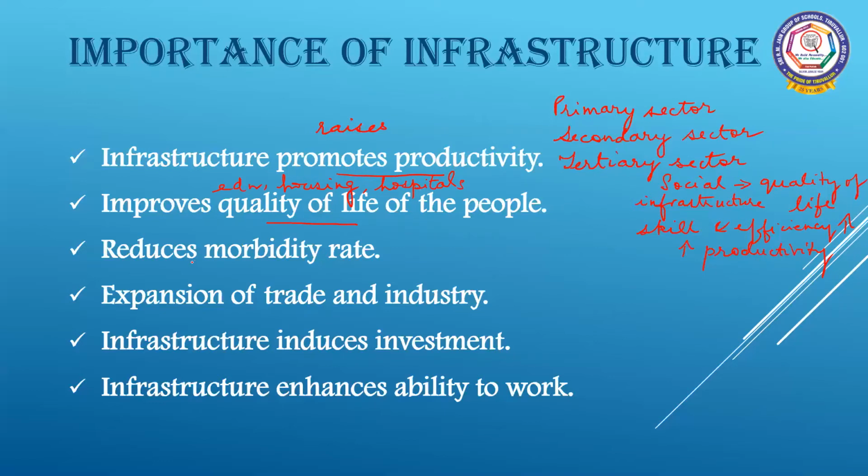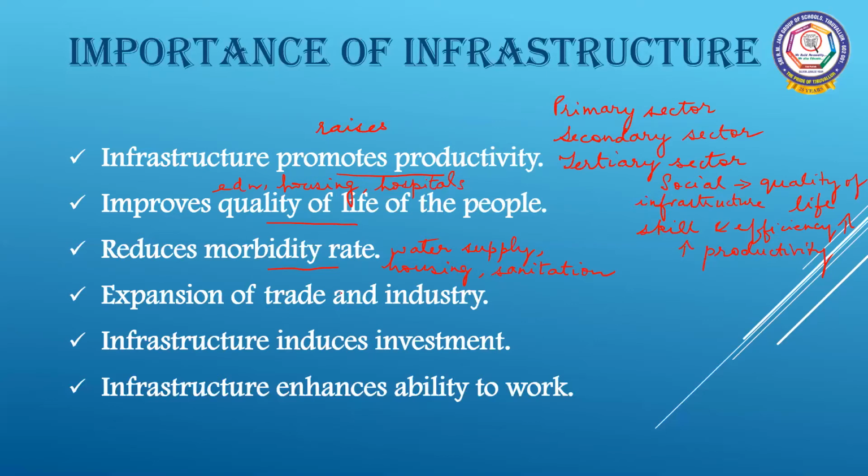The third one is that infrastructure reduces morbidity rate. Improvement in water supply, pure drinking water, then housing, sanitation with a clean environment, all this would reduce the morbidity rate. Morbidity rate is the frequency or proportion with which a disease appears in a population.